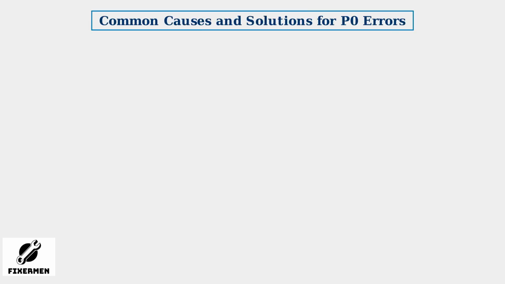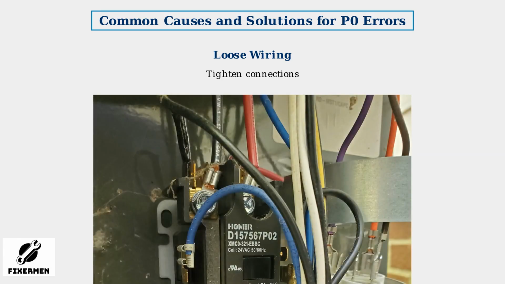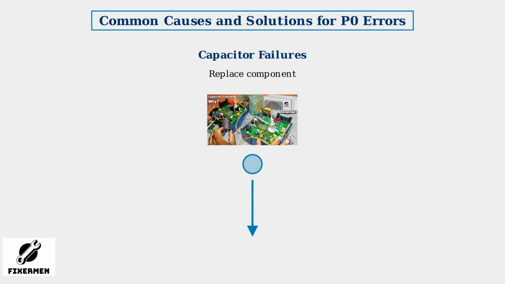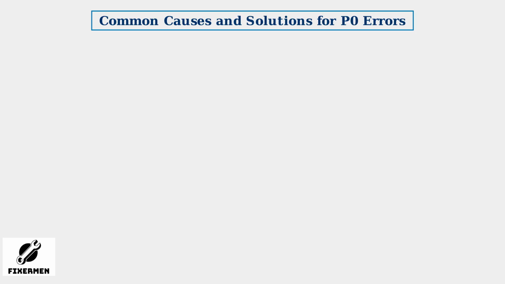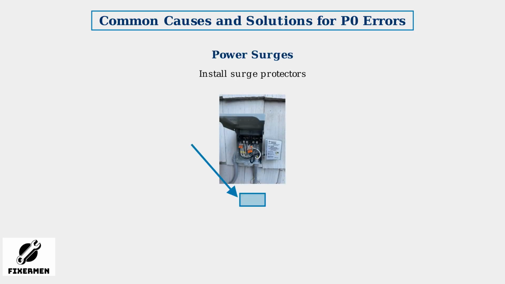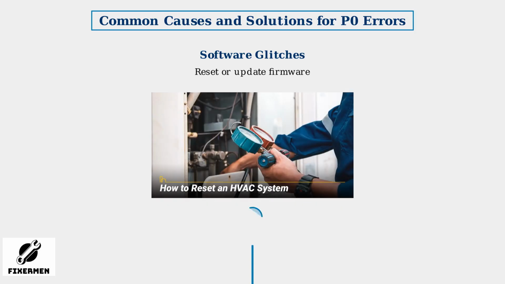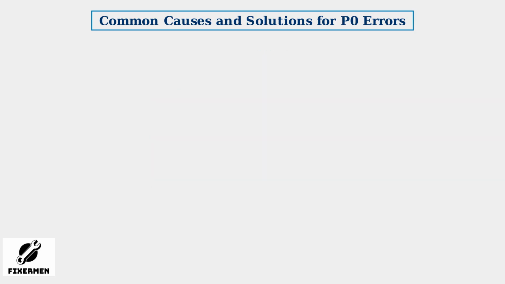Several factors can cause a P0 error. Loose wiring is a frequent culprit, easily resolved by tightening connections. Capacitor failures within the IPM module can also trigger the error, requiring component replacement. Power surges can damage the IPM, necessitating the installation of surge protectors. In some cases, software or firmware glitches can cause false P0 errors, which can be resolved with a system reset or firmware update.